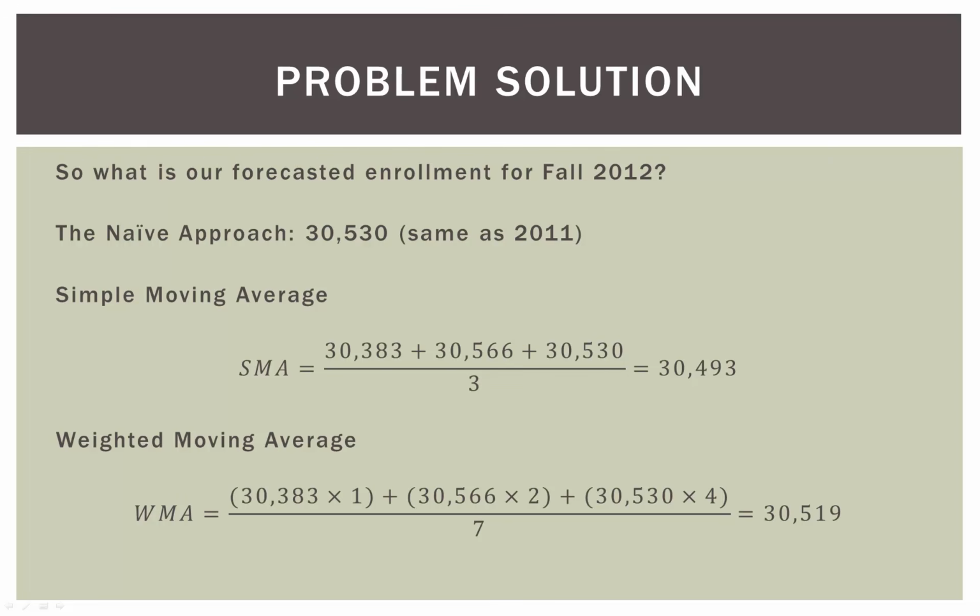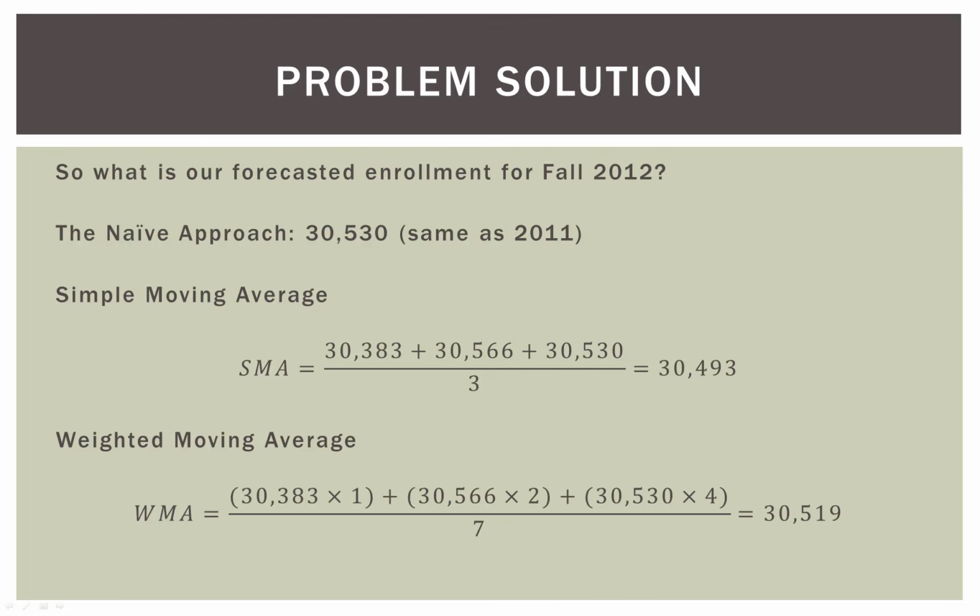So if we put them in order, the simple moving average predicted 30,493, the weighted moving average predicted 30,519, and the naive approach predicted 30,530. So if we sort of use all 3 in concert with each other, we can come up with a reasonable range of what we might expect, based on historical data, for our fall 2012 enrollment. So we could probably put together a good estimate of between 30,500 students and 30,550 students.